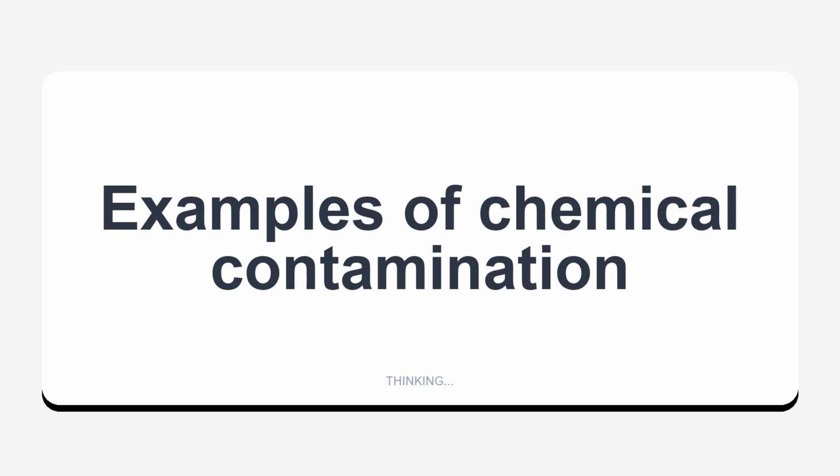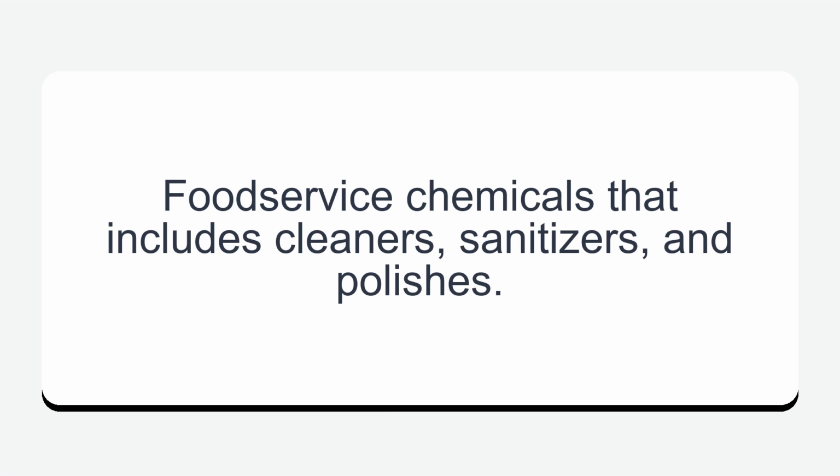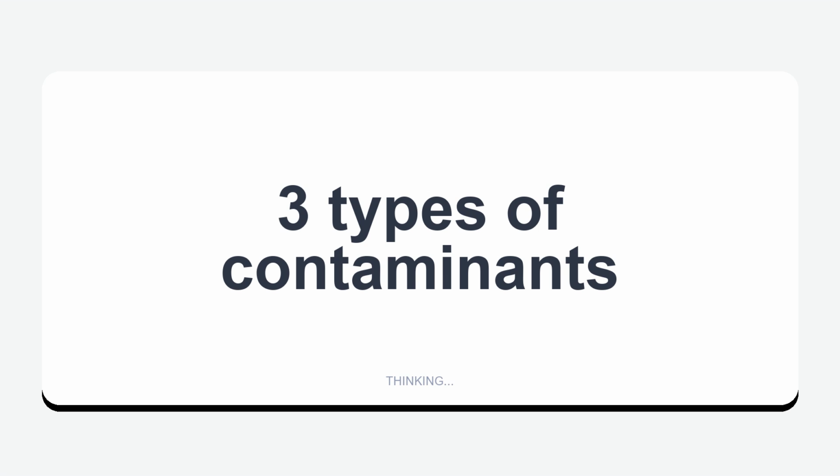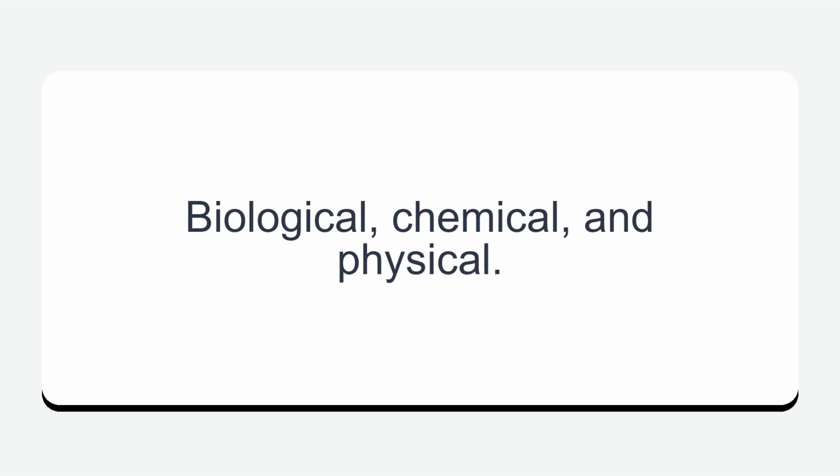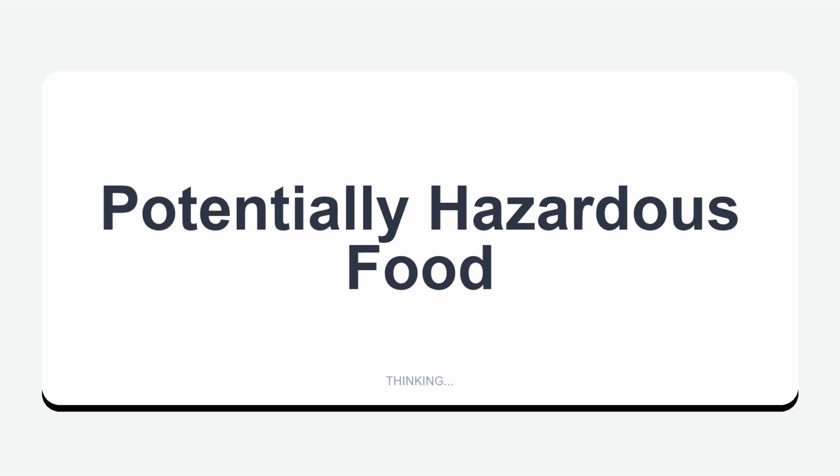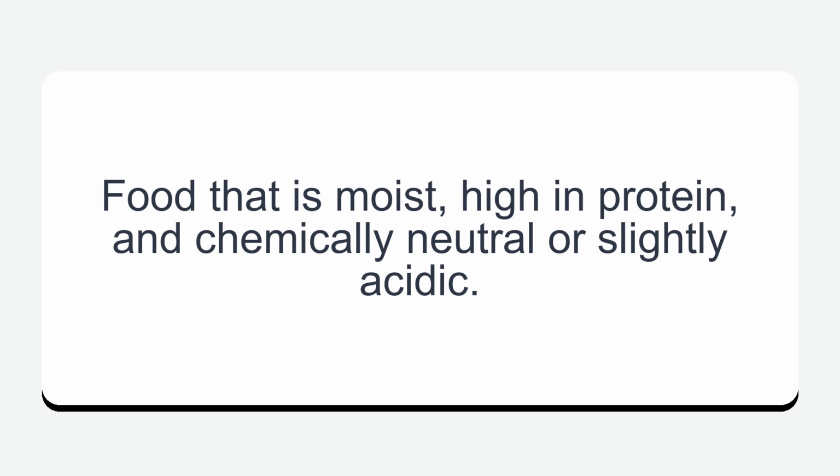Examples of chemical contamination: food service chemicals that include cleaners, sanitizers, and polishes. 3 types of contaminants: biological, chemical, and physical. Potentially hazardous food: food that is moist, high in protein, and chemically neutral or slightly acidic.